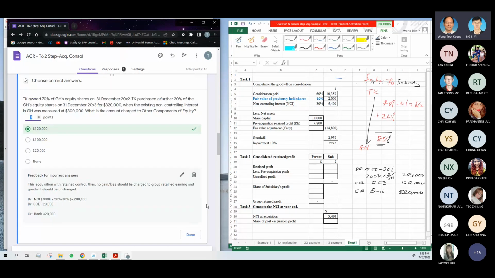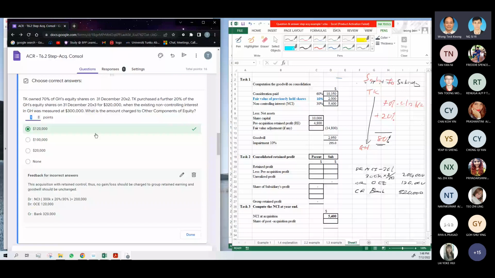So that's why for each question you must ask yourself which type of step acquisition they're testing you. All the three types of accounting treatment you must memorize and understand how to do. The easier one is subsidiary to subsidiary, we call it retain control. This is the easier one you test in your midterm. I don't want to kill you. So make sure you understand. Any question here? So we do one more.